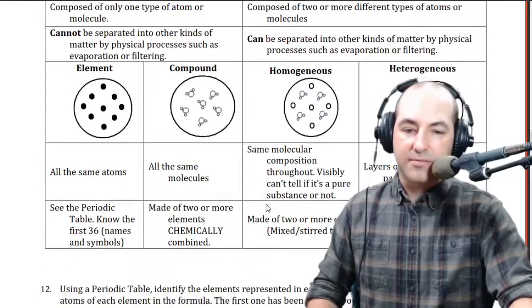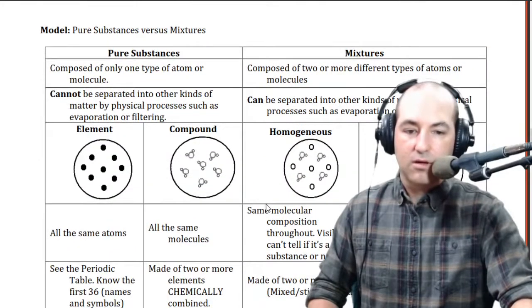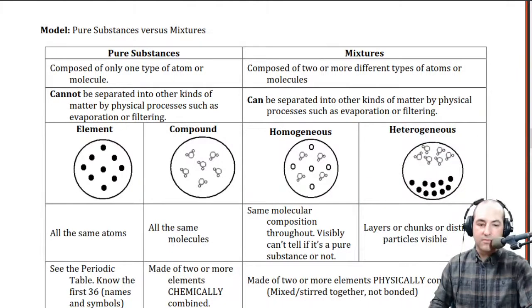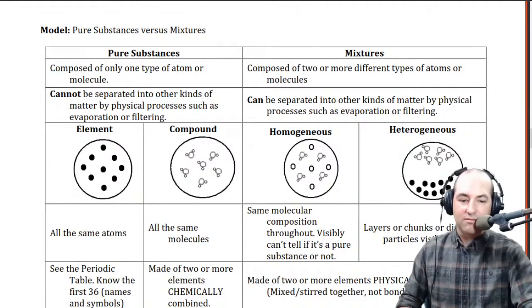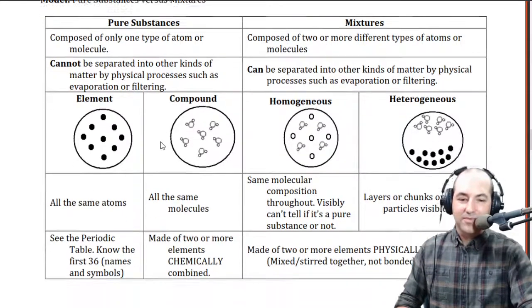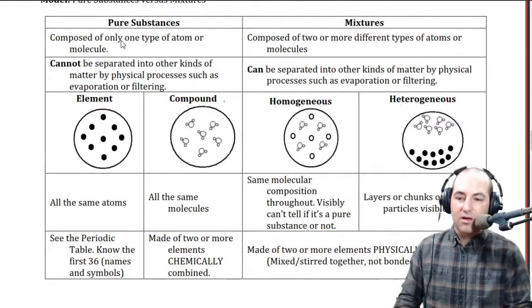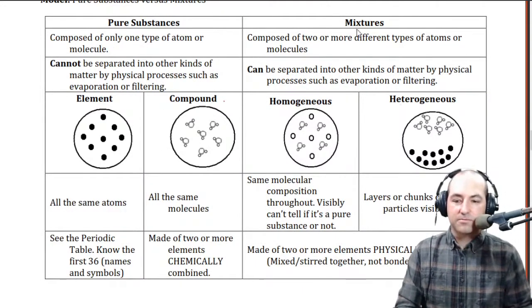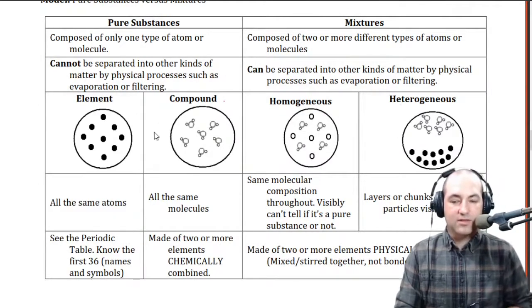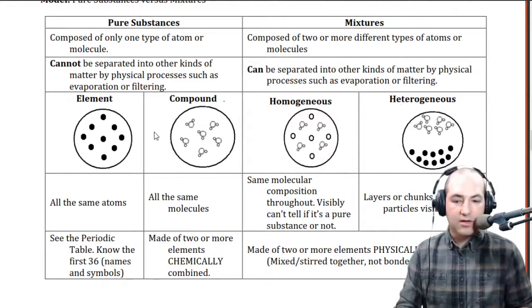So then let's put this all together. And here, you know what I'm going to do? I'm going to make myself smaller so that I stop covering stuff up here. There we go. Okay. So now, let's take a look at this table. Pure substances versus mixtures, and how we define them. And this is a good way to kind of summarize all the data together.